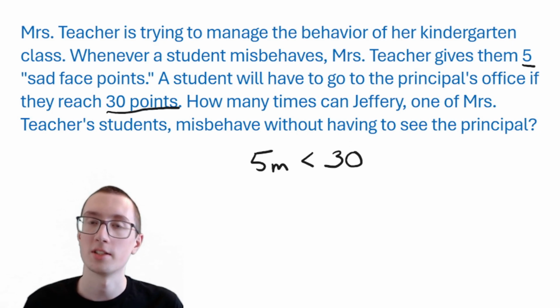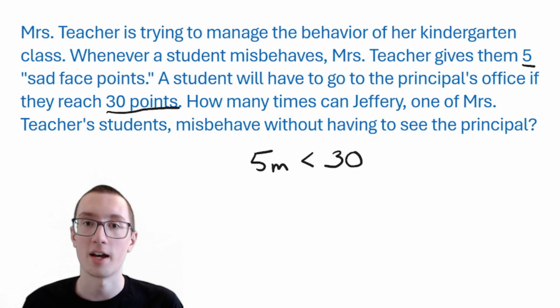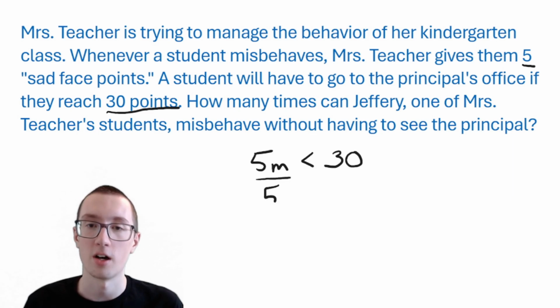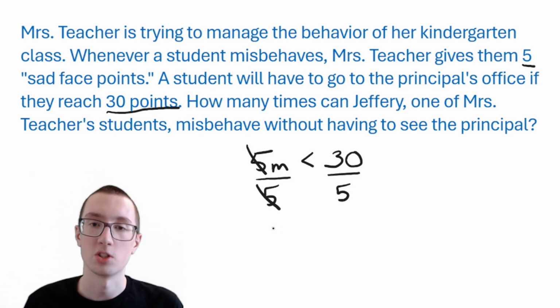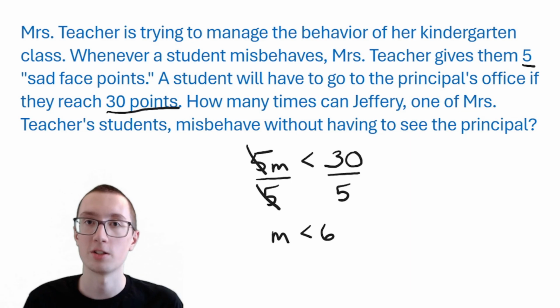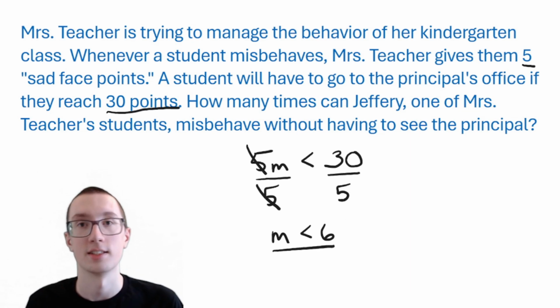In this case, it's actually only one step. We need to get m by itself, so we're going to divide both sides by 5, because that is the opposite of multiplication. The 5's cancel out, and we're just left with m on the left side. The sign stays. And on the right side, we have 30 divided by 5, which is 6. So the final answer of this inequality is m is less than 6.